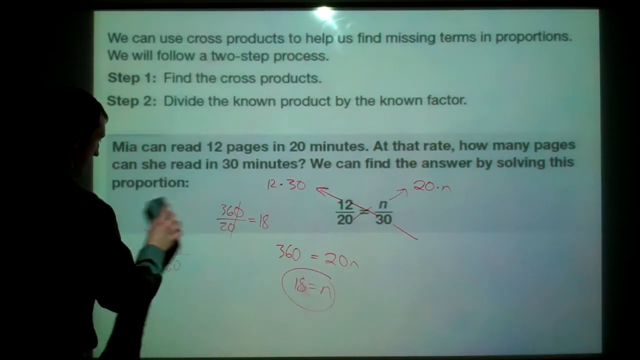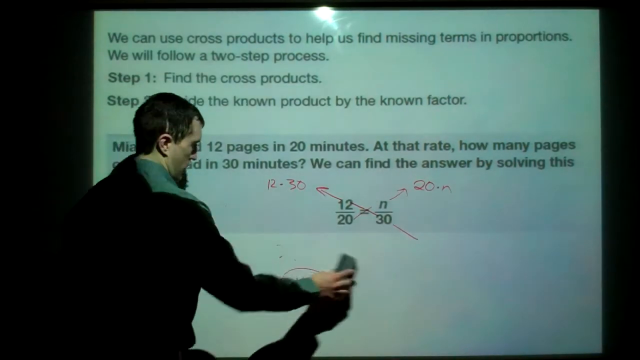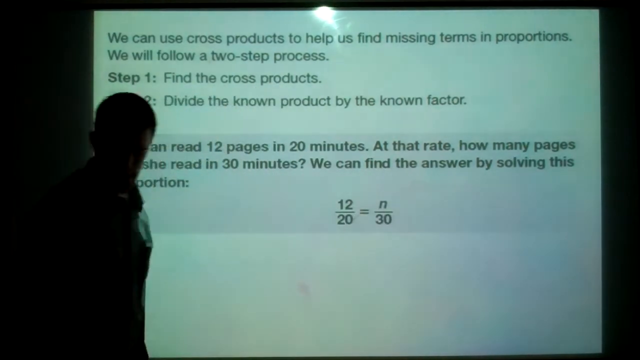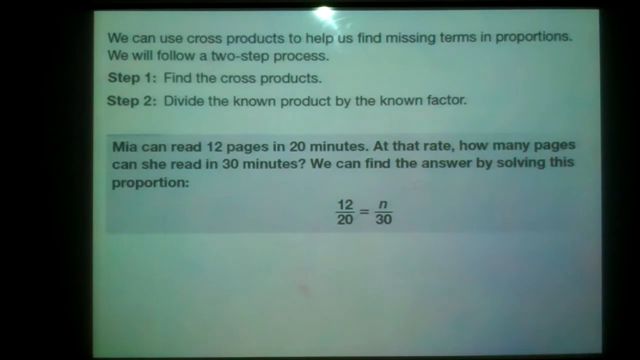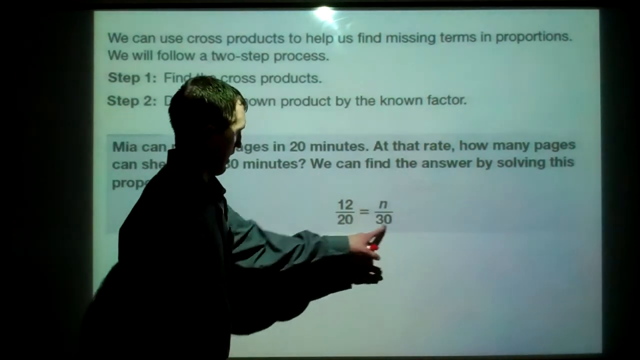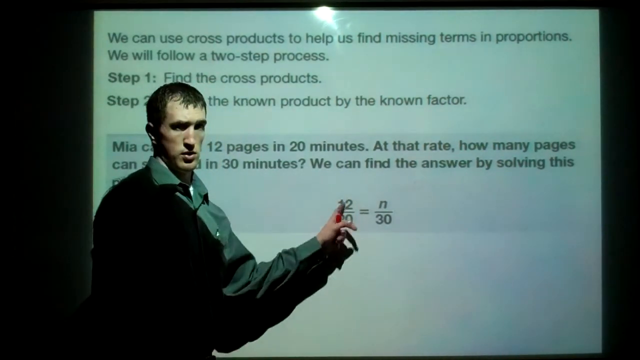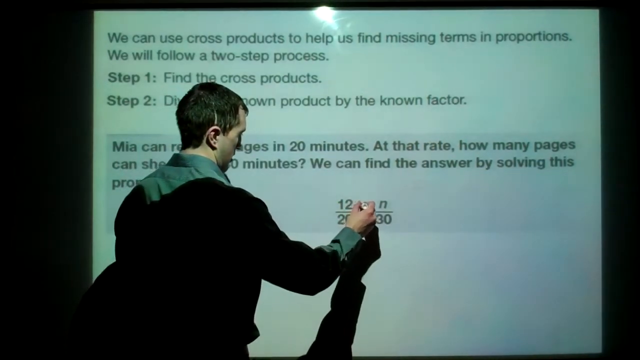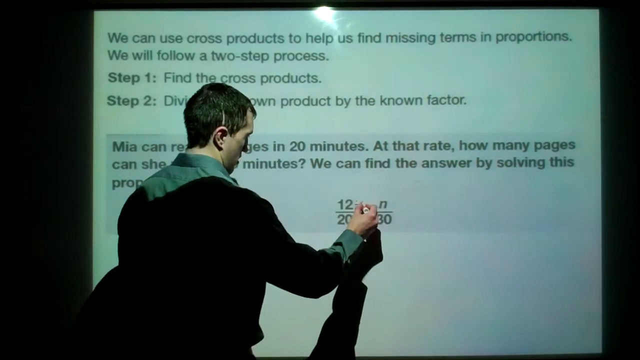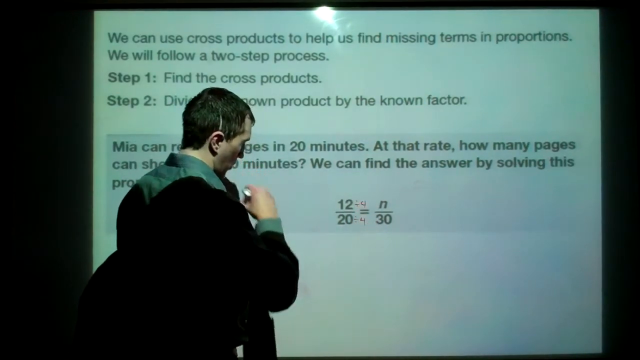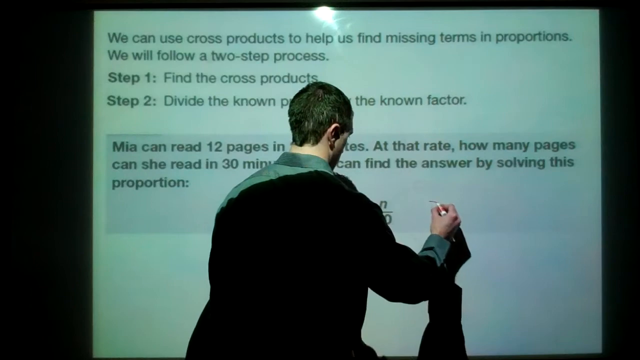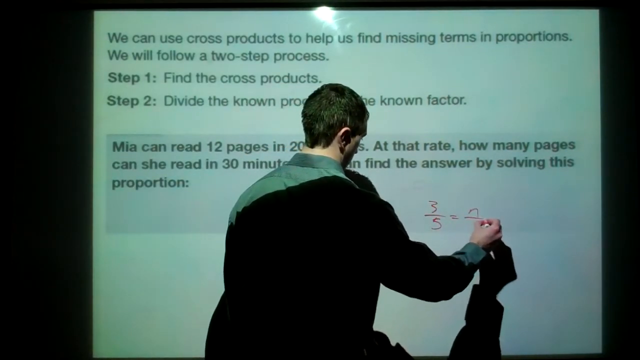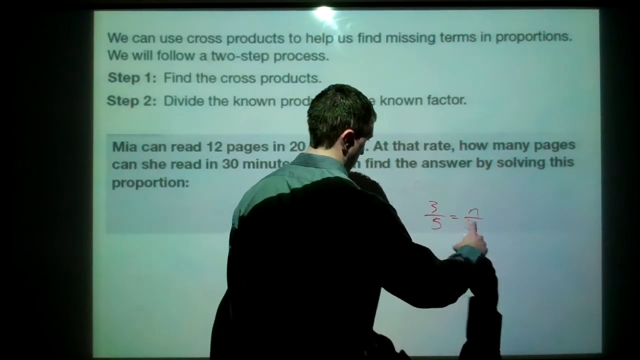One other way we could have done this, and this won't work for every proportion, but it will for this one, is to just go ahead and reduce this one. We could see that 12 over 20 can be reduced if we divide by 4 for both of these. We'll get 3 over 5 equals n over 30.